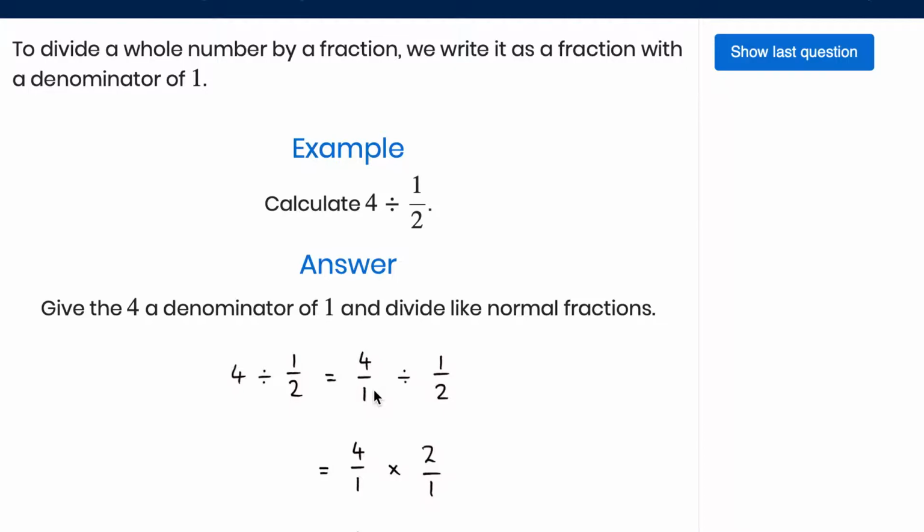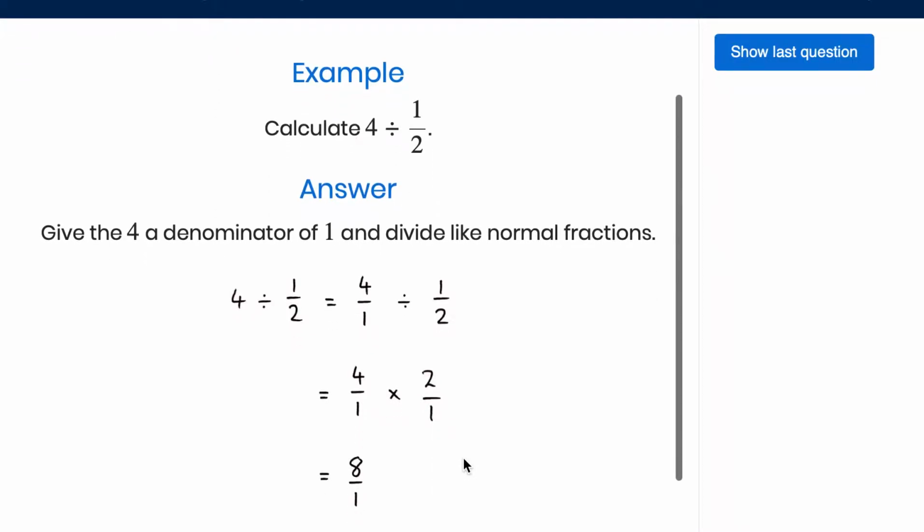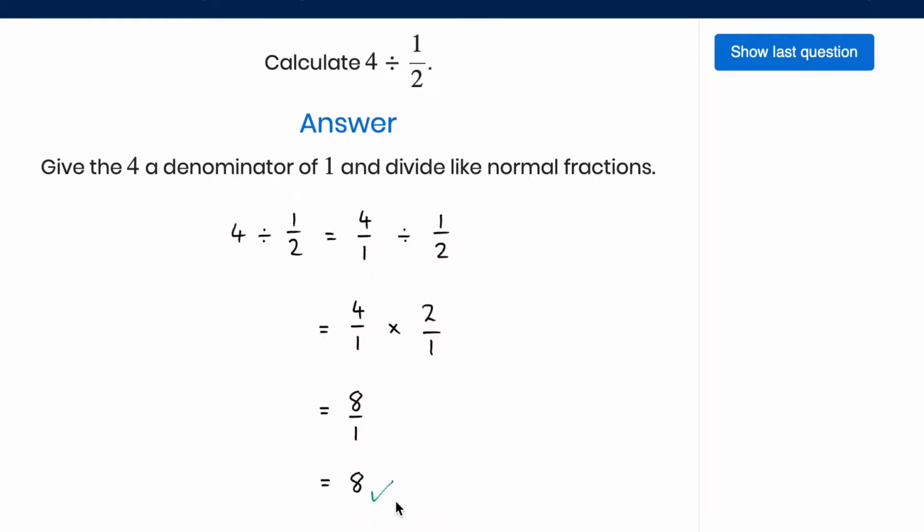Now to divide these two fractions, we simply flip the second fraction and multiply. So 4 over 1 divided by 1 over 2 is the same as 4 over 1 times 2 over 1. And when we multiply these two together, simply multiply the numerators to get 4 times 2 equals 8, and then multiply the denominators to get 1 times 1 is equal to 1. And that's it. Our answer is 8 over 1, or just 8.